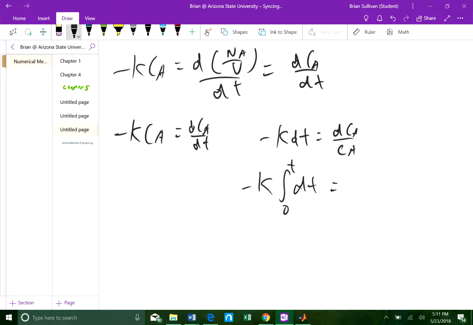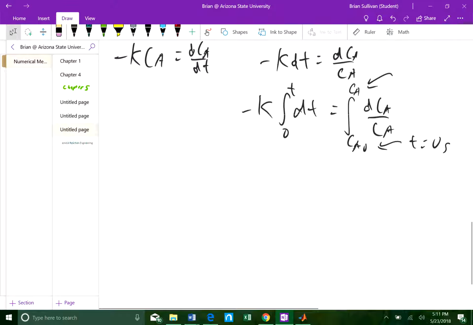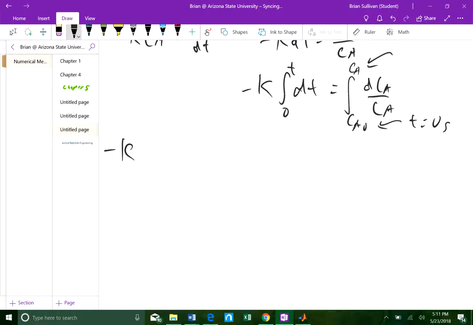Now, agreeing with these boundaries, we can make the boundaries for the other guy. So this is from your initial concentration, C subscript A naught, to CA. This is at some time later. This is at T equal to 0 seconds, like right when the reaction starts. So this could be easily solved. You could go, okay, Kt is equal to ln CA over CA naught.